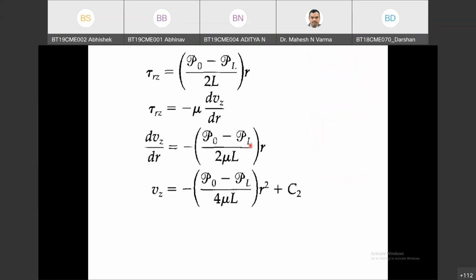So, anybody got the velocity profile equation? Roll number 6, Aksh. Yes, sir. What is your velocity profile equation? Sir, it is P0 minus PL into capital R squared divided by 4 mu L. This is not rho. This is P. Yes, sir, sorry, sir.